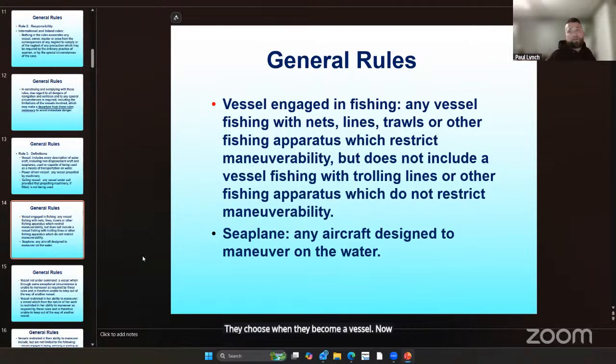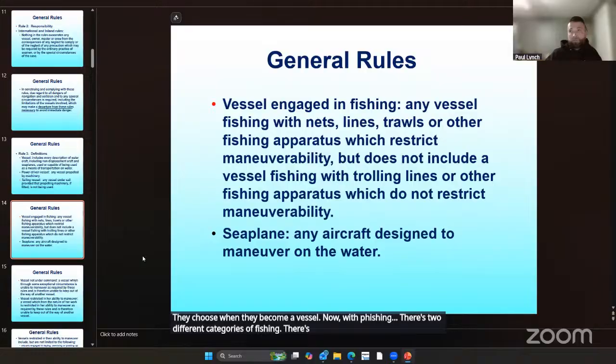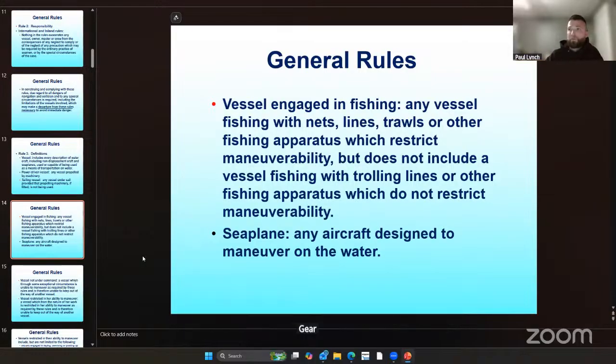Now with fishing, there's two different categories of fishing. There's fishing that's using gear that restricts maneuverability, but then there's trawling. So if it's a fishing vessel that's not engaged in trawling, but they use another gear that restricts maneuverability, then they would have a red light over a white light. And then the day shape would be two cones with the apexes facing together.